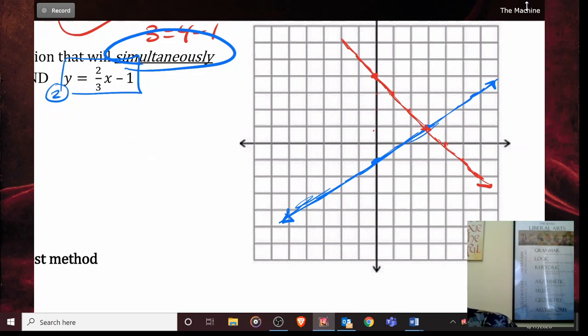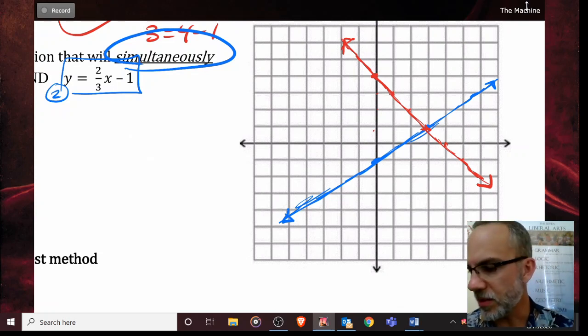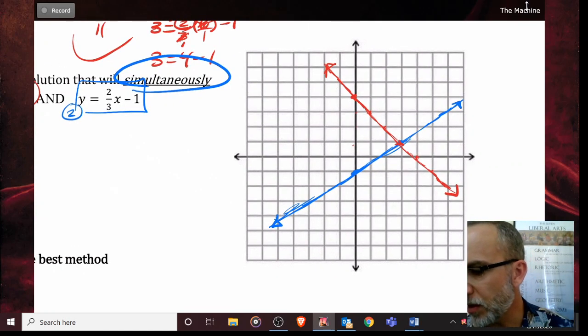Like that. Don't be sloppy. If you're sloppy, you're prone to make mistakes. Okay? Now, follow me on this. There's lots of points that solve the red equation. Let me switch to my little laser here.